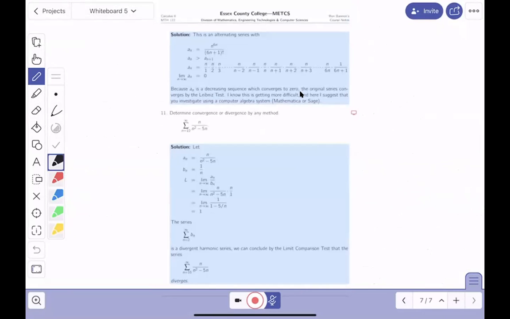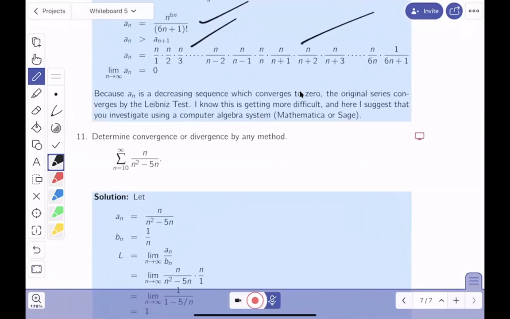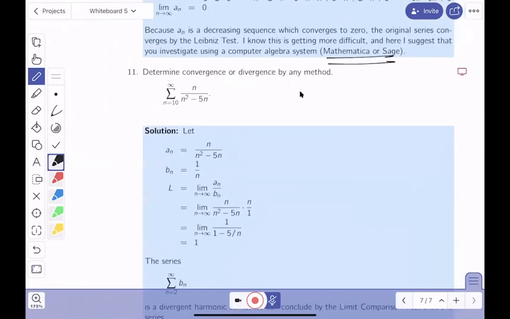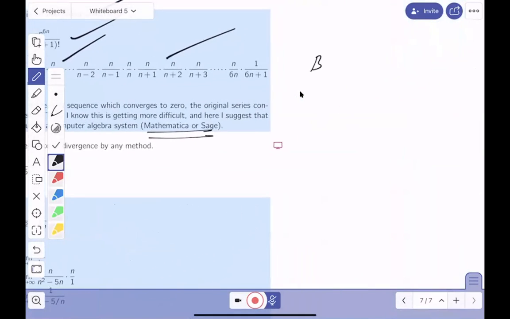And over here, they talked about alternating series. They talked about the inequality. They talked about the limit. It's not difficult. Let me point out over here, an is a decreasing sequence that converges to zero. The original converges by the Leibniz test. I know this is getting more difficult. And here I suggest you investigate using a computer algebra system. By the way, Mathematica or Sage. And I really do mean that. You should look at Mathematica or Sage. Limits are really tough. However, we have better methods. And we'll be using those soon.